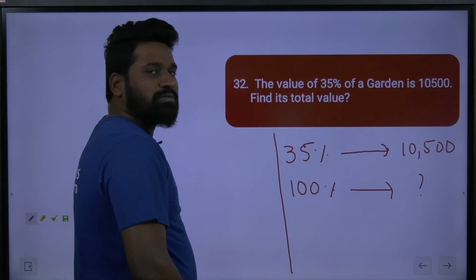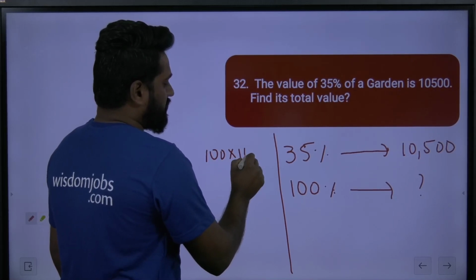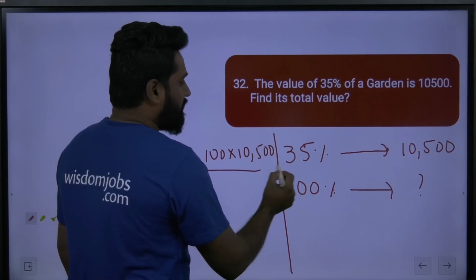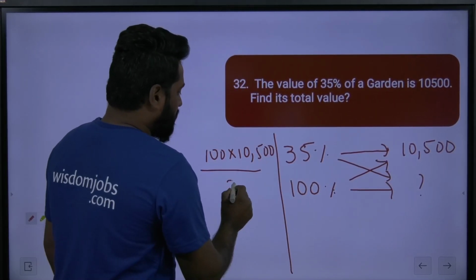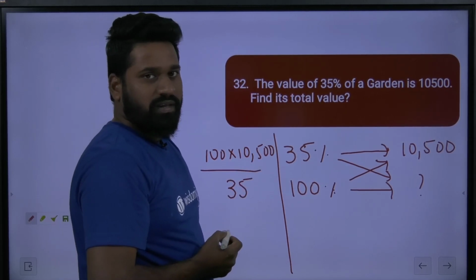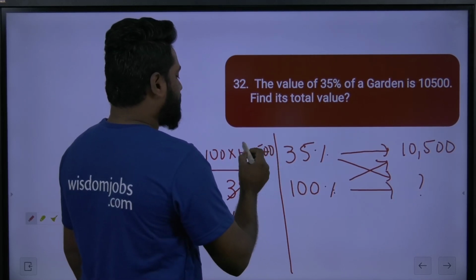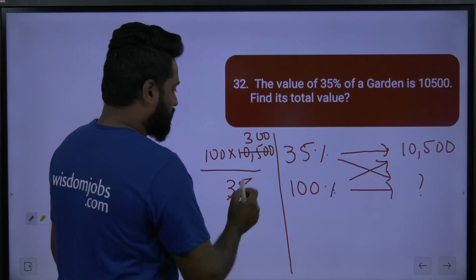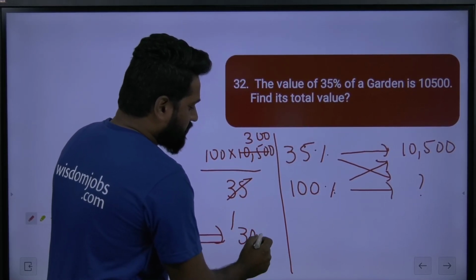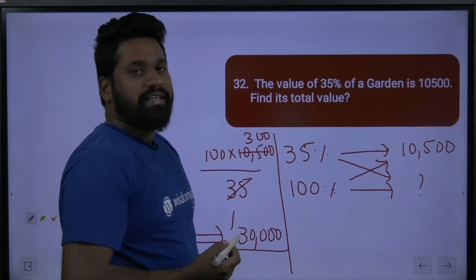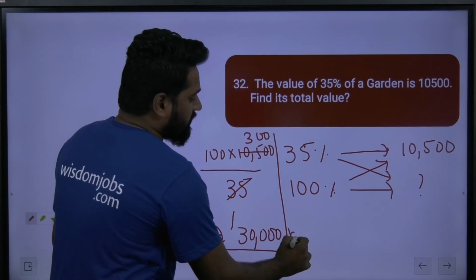So here you can just cross multiply: 100 into 10,500 divided by 35. Is it clear? Like this we have to cross multiply. So you can write 35 1s are 35 and 35 3s are 105, 2 zeros. So if you observe here, 100 into 300 becomes 30,000, which represents the exact value of that garden, or the area of that garden is 30,000 square meters.